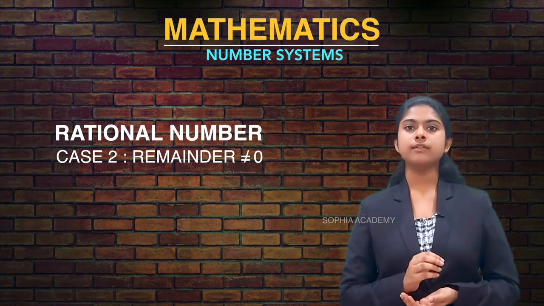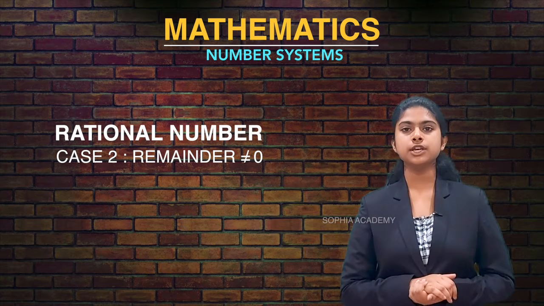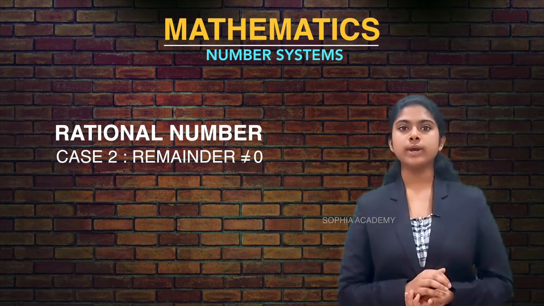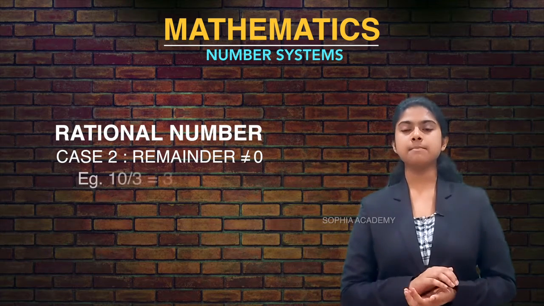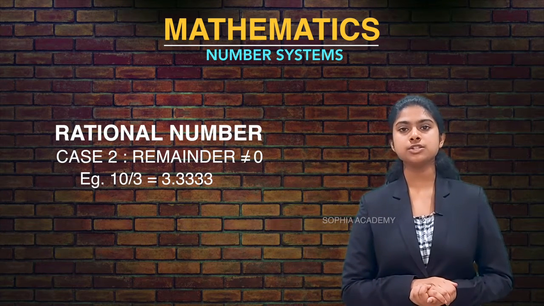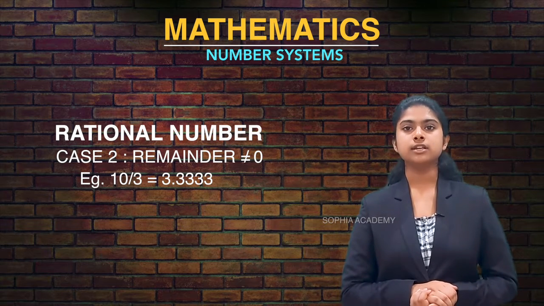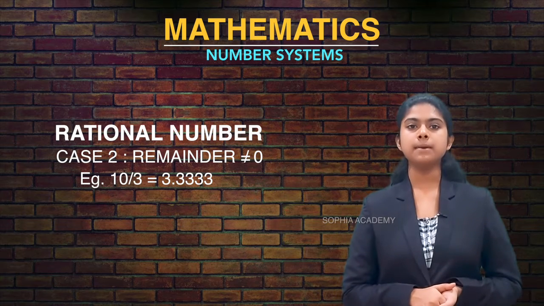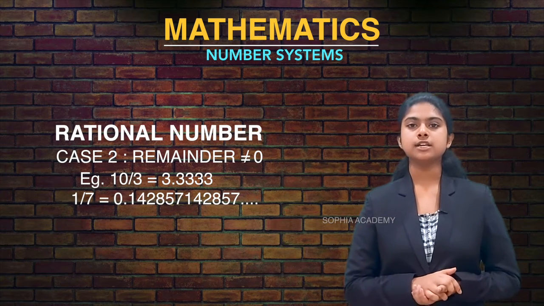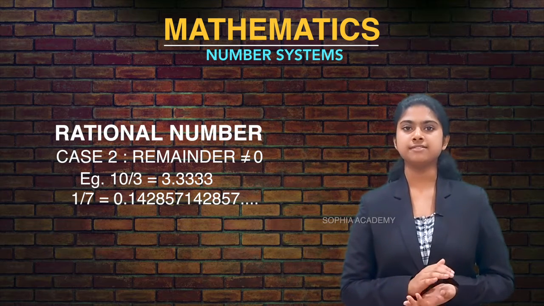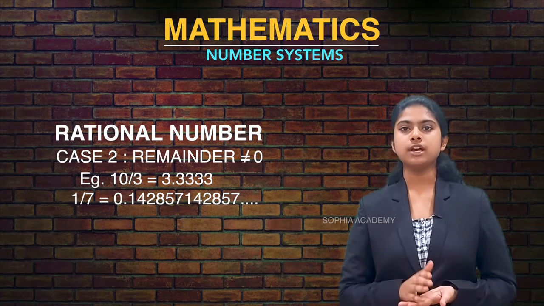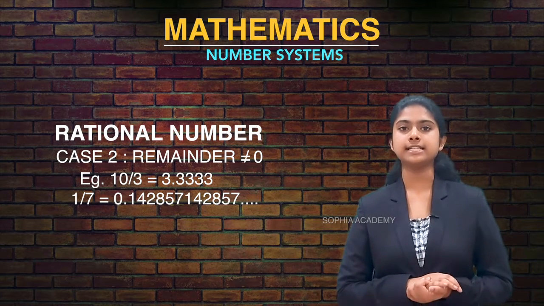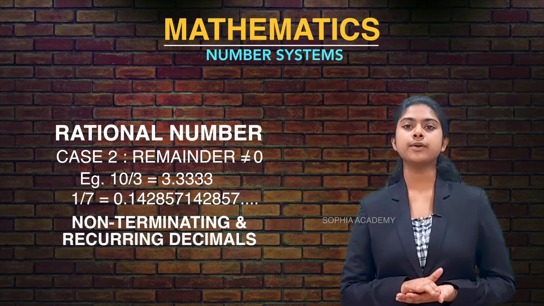Case 2, where the remainder never becomes 0 with repetition. For example, 10 by 3. The decimal expansion of 10 by 3 is 3.3333, which never stops and goes on. And for 1 by 7, the decimal expansion is 0.142857, 142857, 142857, and this set of numbers keeps on repeating. We call it non-terminating recurring decimals.